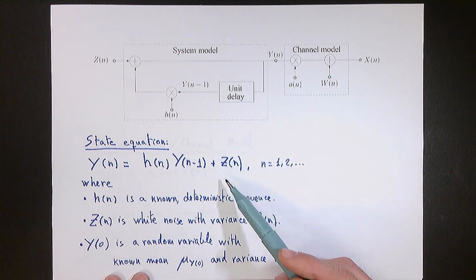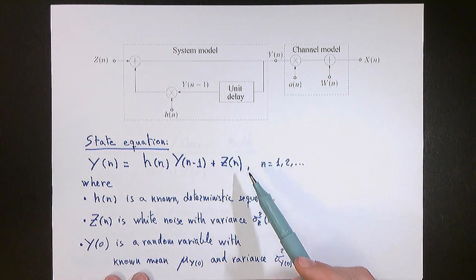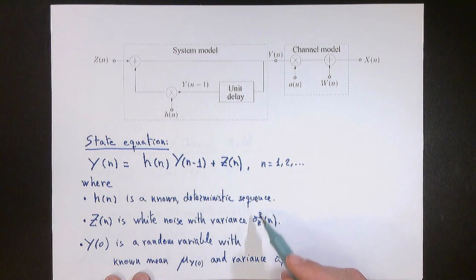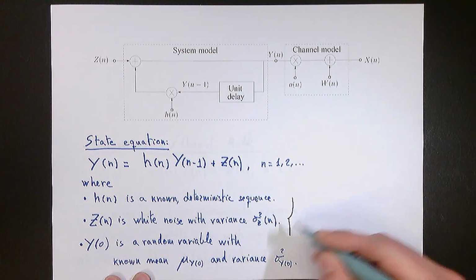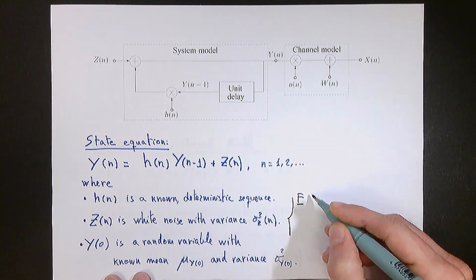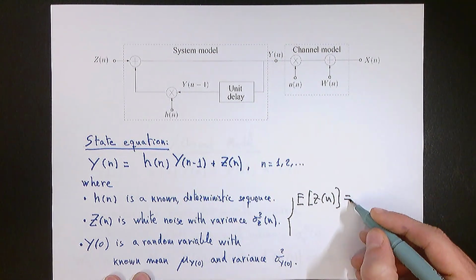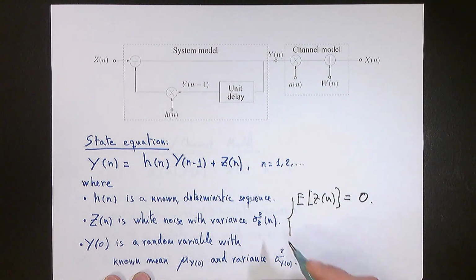Second element we have is the noise process z of n. Z of n is assumed to be white noise with a given variance that can also be dependent on time, and this is why we indicate it as sigma z squared of n. What does it mean that this process is white noise with possibly time-varying variance? Well, it simply means two things. The expectation of the process z of n, its mean, is going to be equal to 0.